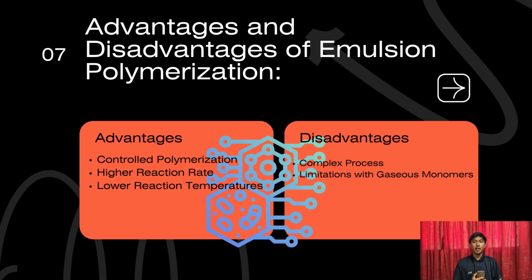Like all polymerization reactions, it has advantages and disadvantages. For emulsion polymerization, first we go to the advantages. We have 3 advantages of why we use emulsion polymerization. First is controlled polymerization, the second is higher reaction rate, and the third is lower reaction temperature. For the disadvantages, we have 2. First, the complex process, and second, limitation with gaseous monomer.